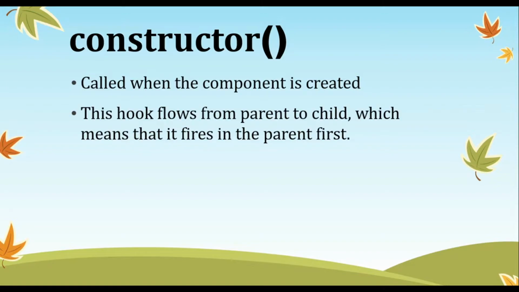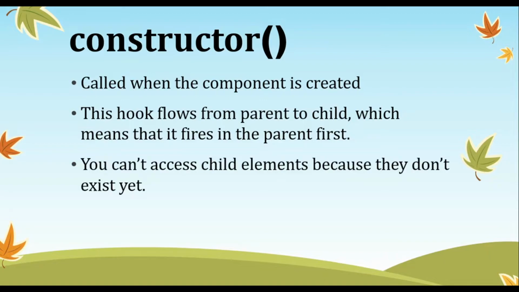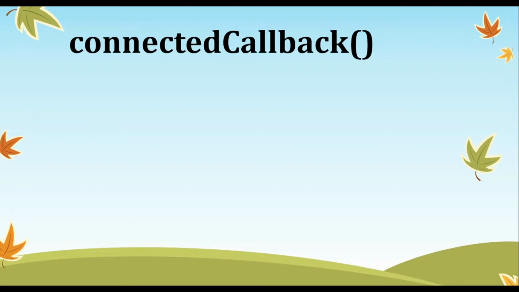And this hook flows from your parent to child, and what that means is, first your parent component gets loaded, thereafter it calls your child component. Okay, and you cannot access the child because they are not existing yet. So that is the meaning of your constructor in your Lightning Web Components. As per the basic point of view, things to remember is that it is called when a component is created and it is fired from parent to child. Simple.